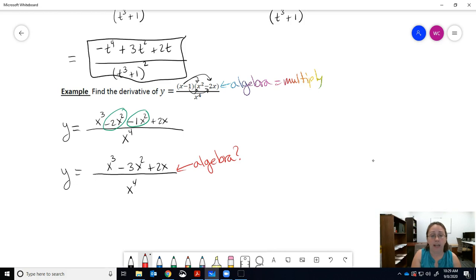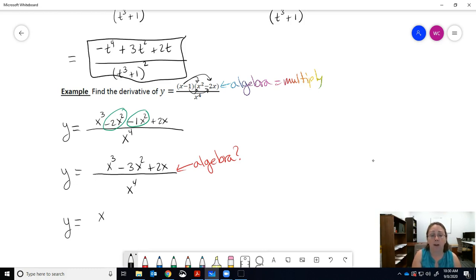Another thing I see is that every single term on top is over x to the fourth. So I could break this up and have, instead of one big quotient, 3 smaller quotients. Which way you go is up to you. Both directions will get you somewhere. But I think breaking it up is a good thing to remind you it's possible to do.